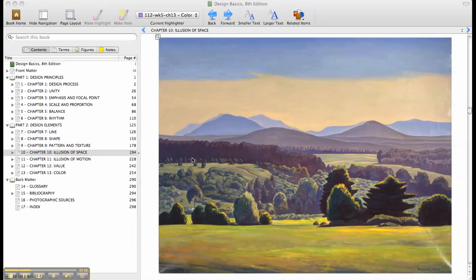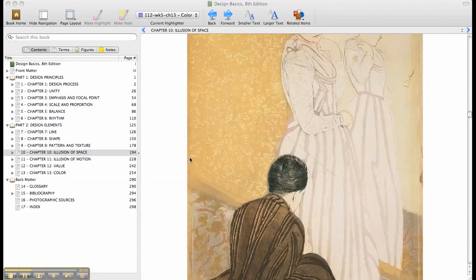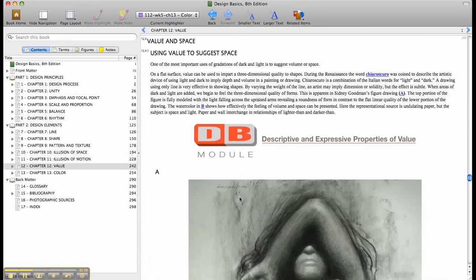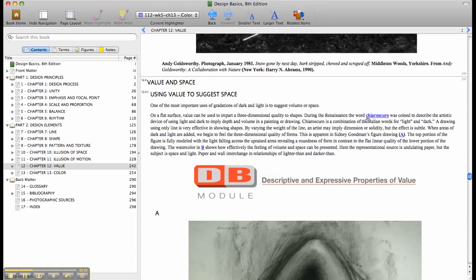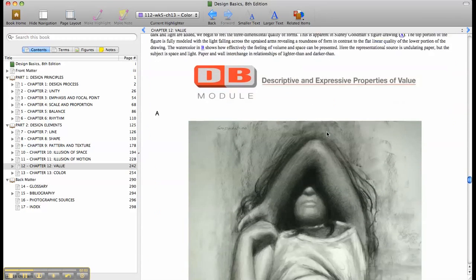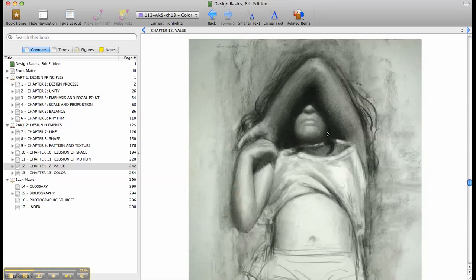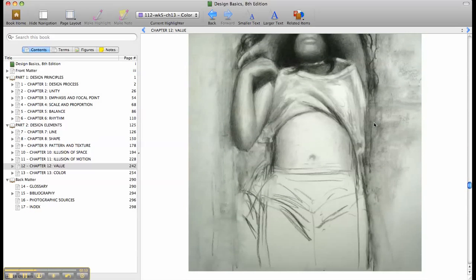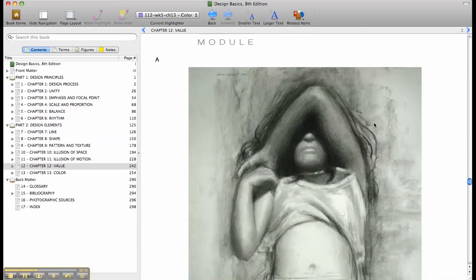So we could also skip through and find, as you can see here, it says see also value in space, page 250, and if I click on that, it'll take us here to that description about chiaroscuro, which is really what we're talking about. And here's a good example of a drawing that has a really strong sense of volume. Not a very strong sense of space. We could talk about that as well, but you really don't have a good sense of space. You do have a good sense of form and volume.